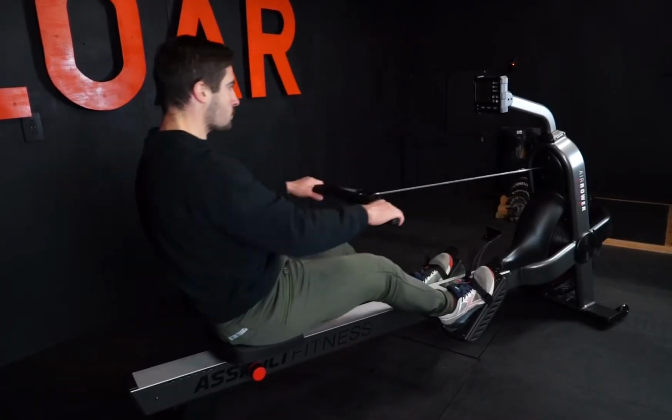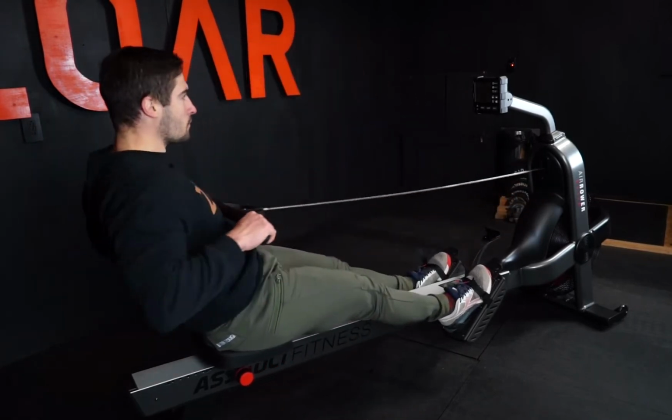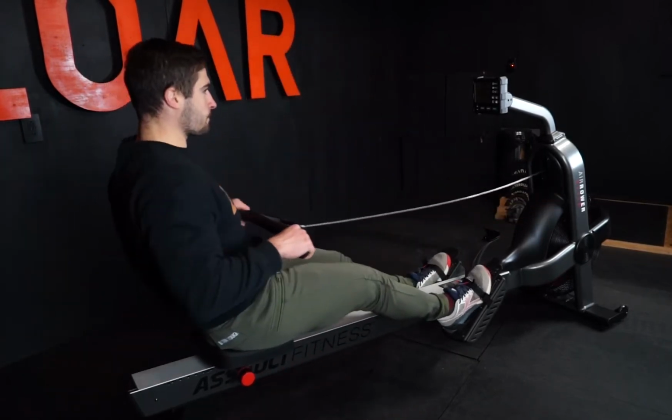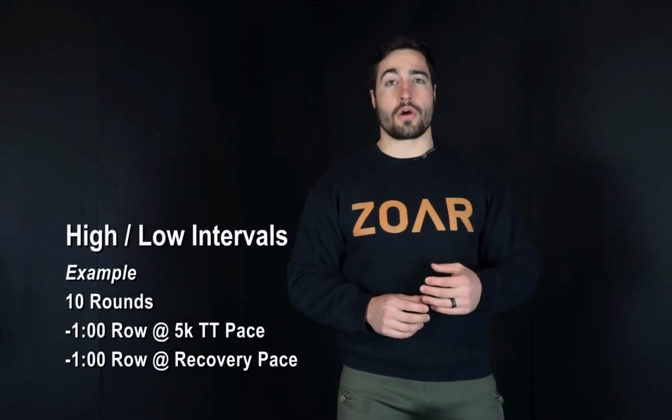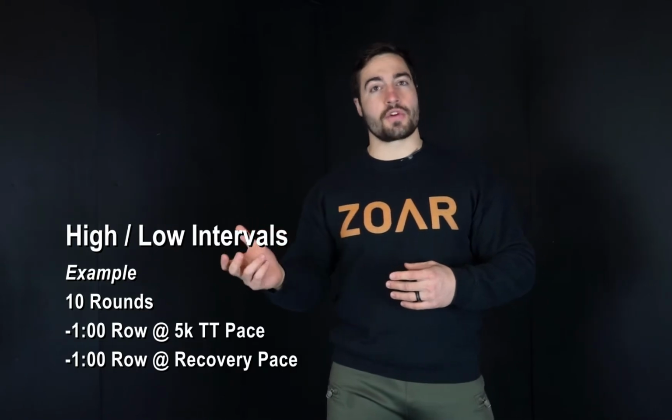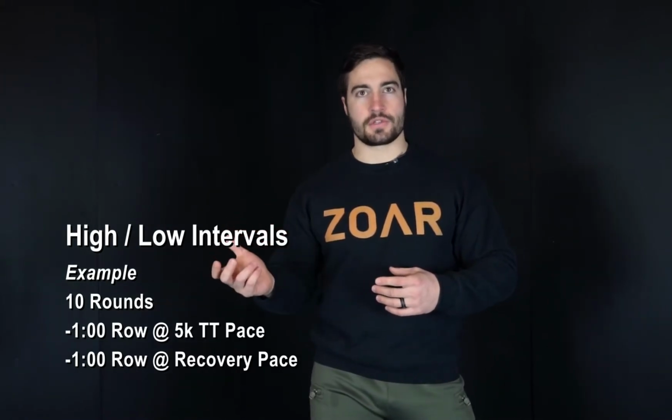Our second style of interval is high-low intervals. Rather than being on and off, that binary like we did in the first one, now it's high and low, where you never actually stop moving during that recovery period. For example, it could be 10 times of that 1-minute row, but now we're rowing for a minute at a recovery pace between each of those hard intervals.